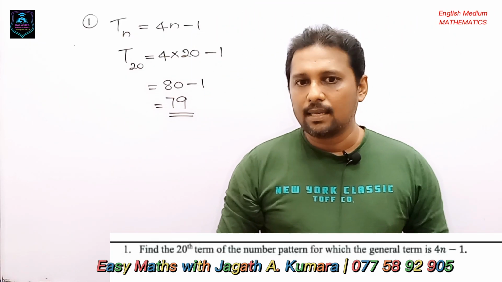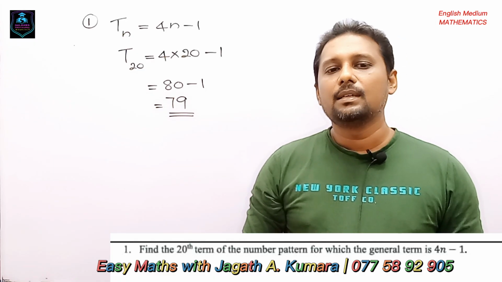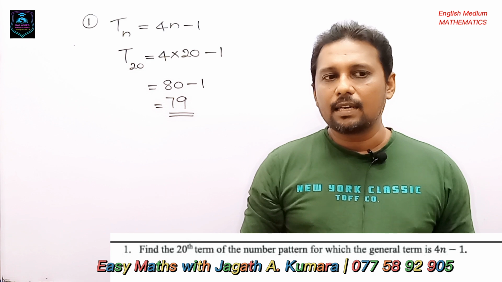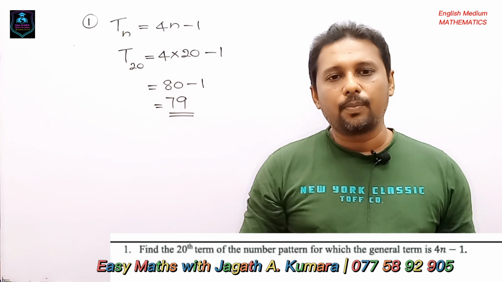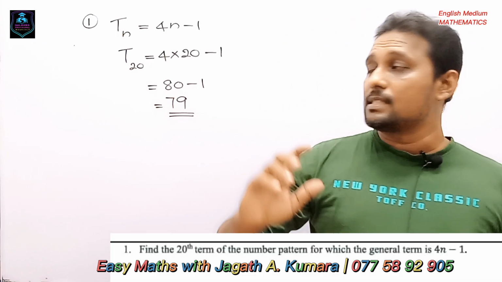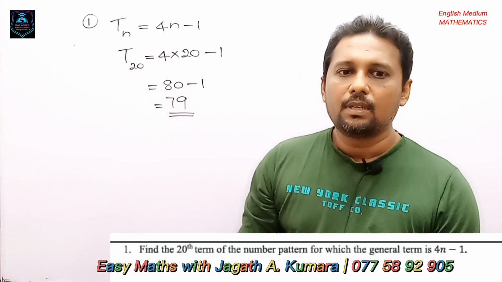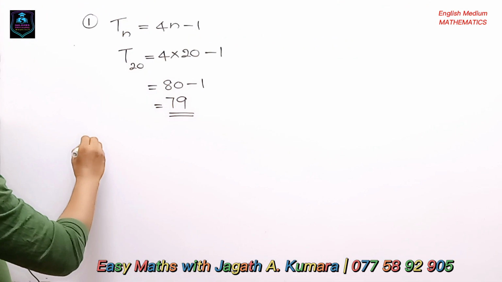You can check your answers. Right? If the answers are correct, you can put a tick mark. If the answers are incorrect, you can write all the needed points using the red color pen. This is the first question. Then let's go to the second question of this paper.